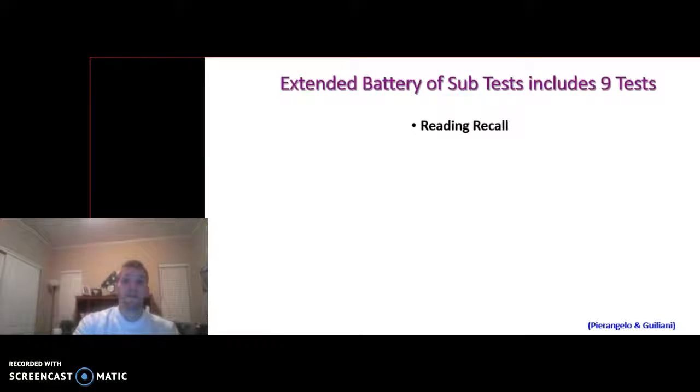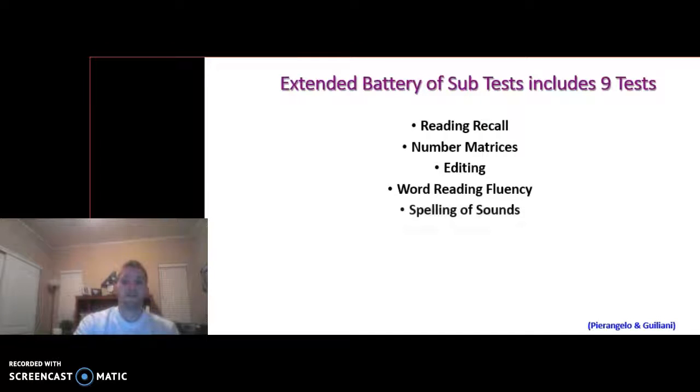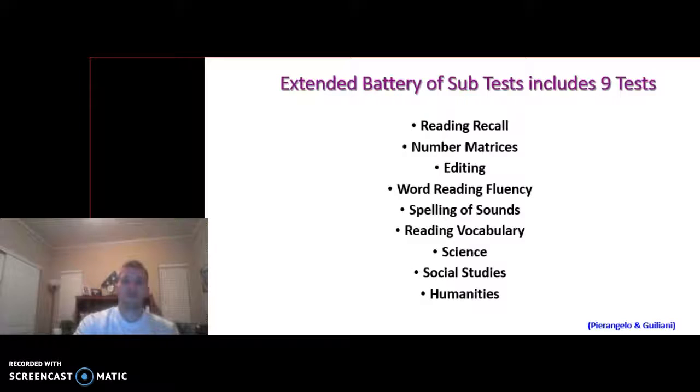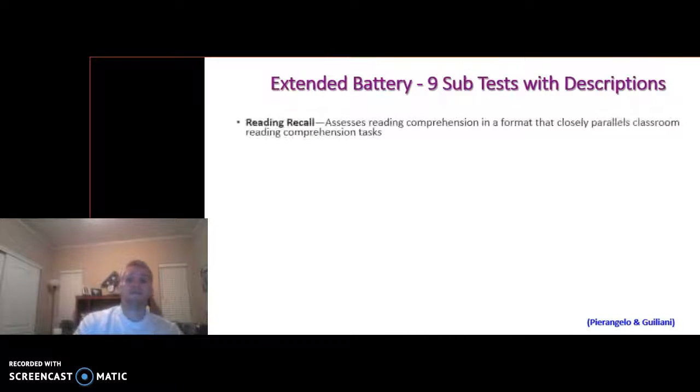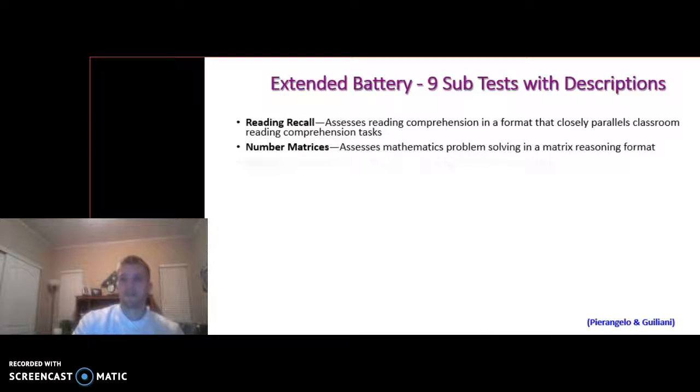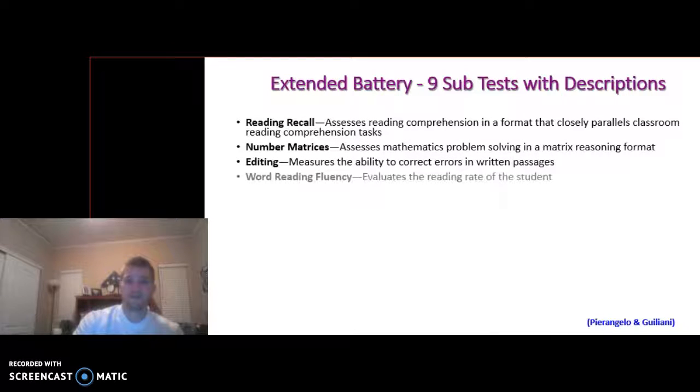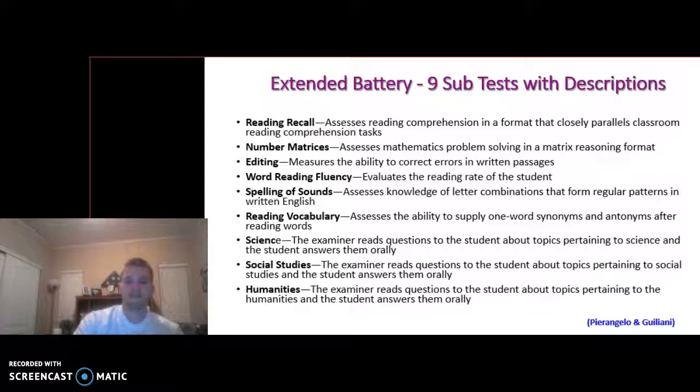The extended battery of subtests for the Woodcock-Johnson includes 9 tests that cover reading recall, number matrices, editing, word reading fluency, spelling of sounds, reading vocabulary, science, social studies, and humanities. The extended battery subtests with their descriptions for the 9 subtests in the extended battery are as shown.